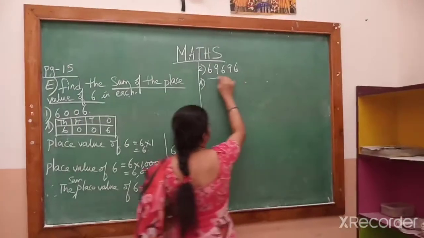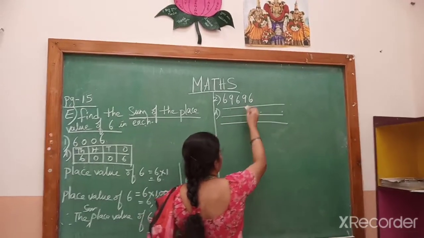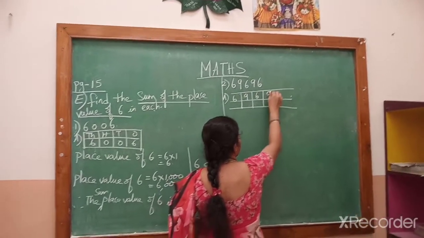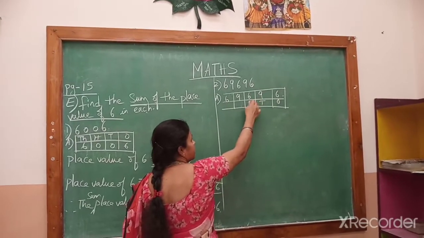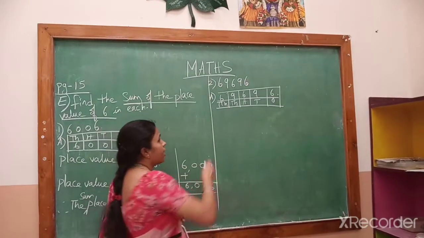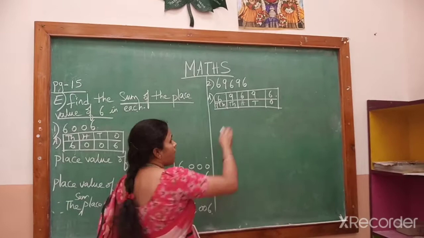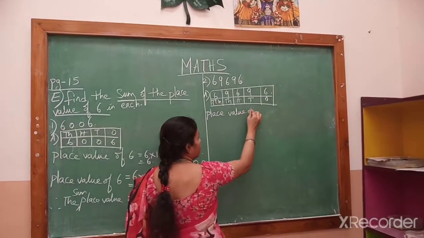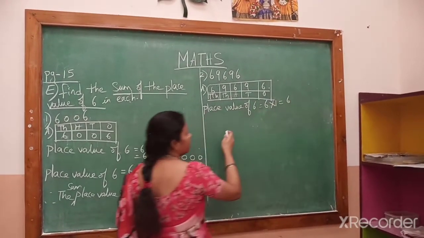Arrange this number in the place value table. Now write 6, 9, 6, 9, 6. So start with ones, tens, hundreds, thousands, 10,000. Here the 6 is in 3 places. Start from the place value of the first 6. That is in the ones place. So 6 into 1, 6.